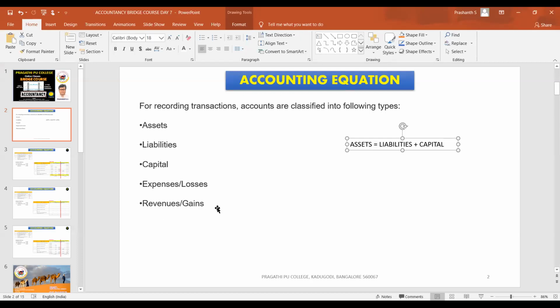So you should remember, these 5 things are the basic things. The first 3 basic things are assets, liabilities, capital. Then apart from that, expenses and revenues. So these 5 things you should remember.